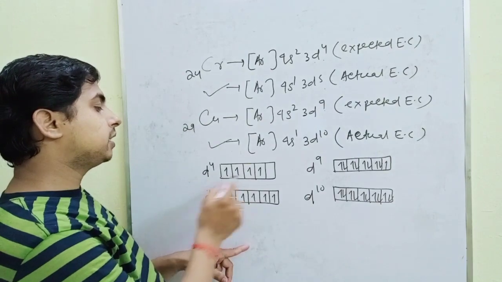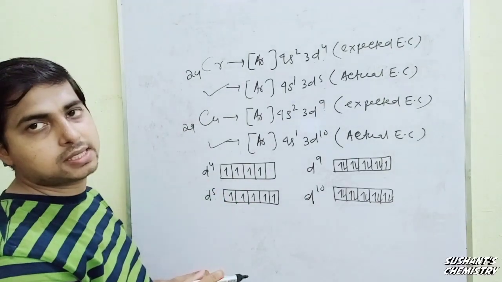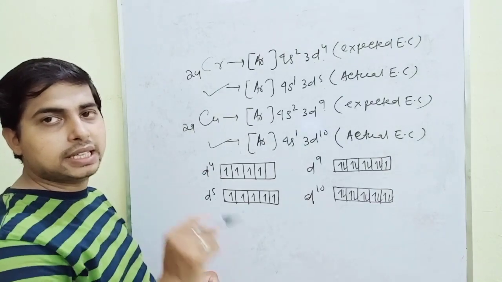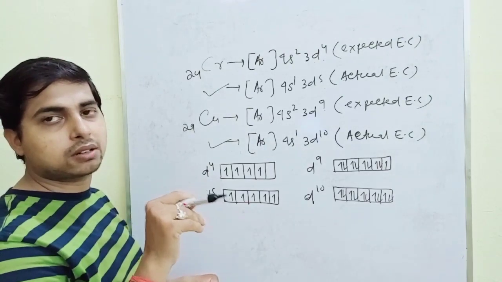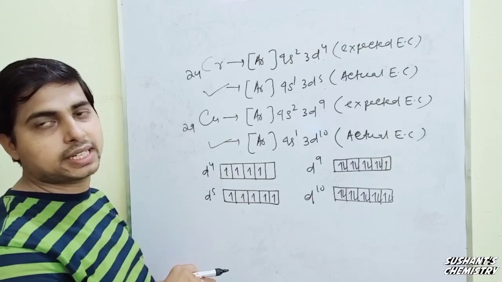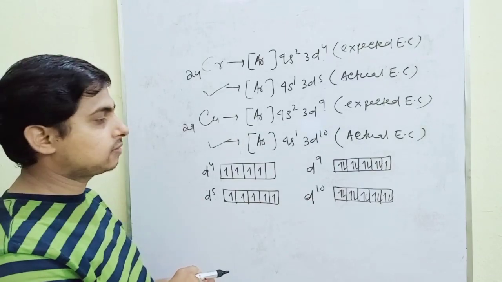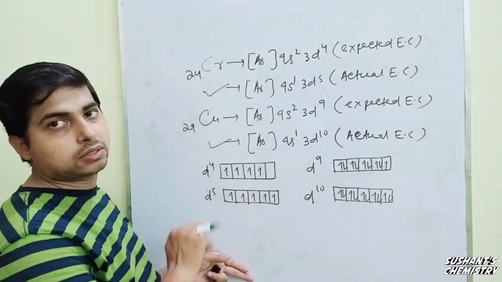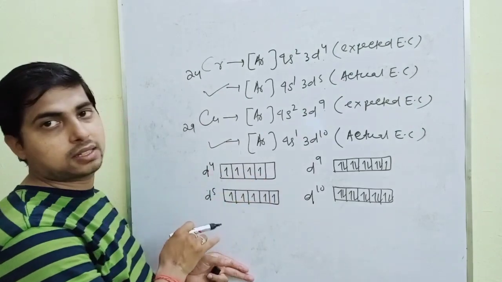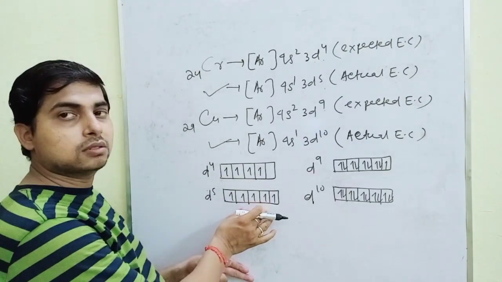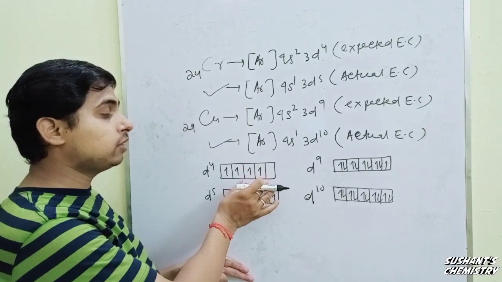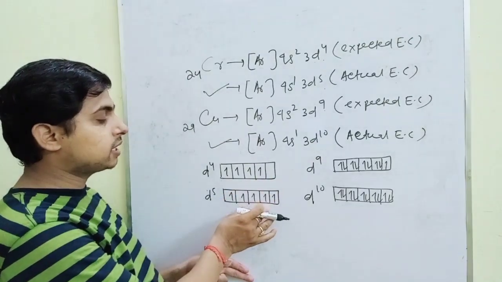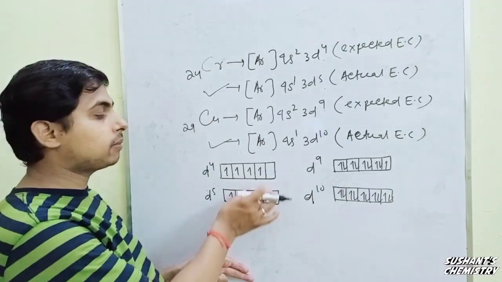You see, the D4 is less than half filled. D5 is exactly half filled. Half filled means each orbital in the same subshell contains one electron each. That is symmetrical, meaning all orbitals contain one electron. This one is unsymmetrical. Symmetrical is stable, unsymmetrical is less stable. Due to symmetry and stability, they have low energy, and the others have high energy.